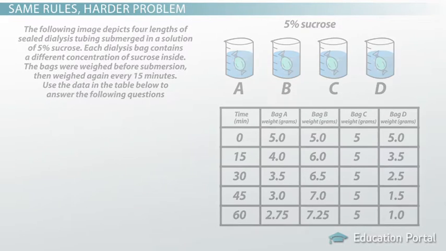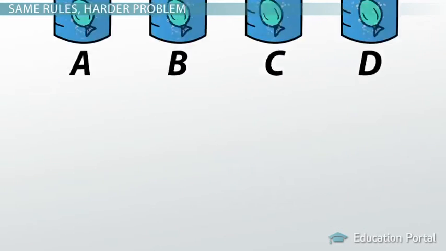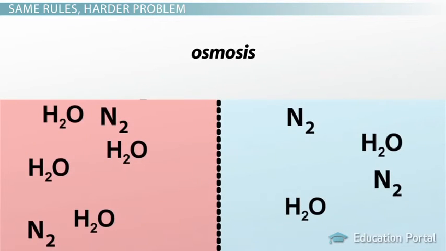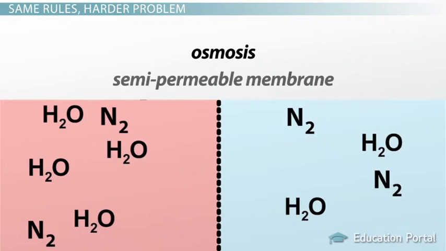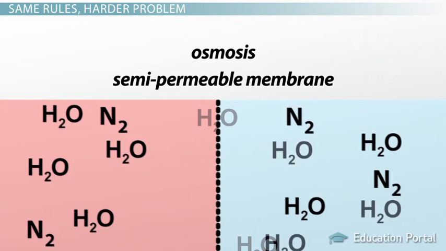This is where we need to verify the concepts. Think about the dialysis bags and why their weights are changing. The bags are sealed, so the only way they're gaining or losing weight is for water to diffuse in or out of the bag. Diffusion of water, we know, is called osmosis, and osmosis occurs across a semi-permeable membrane. If you didn't know before, you can easily figure out that dialysis tubing is semi-permeable. Remember, water diffuses through membranes when the solute concentration on one side is higher than the other. This question must be about osmosis between solutions of different solute concentrations.